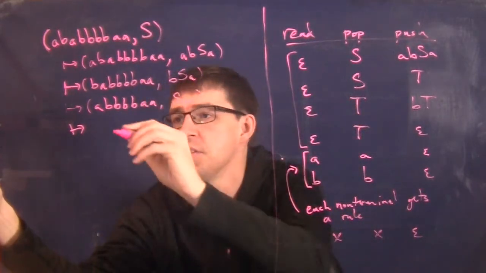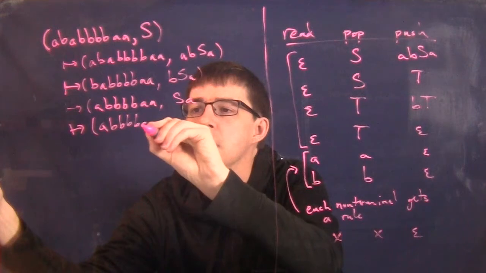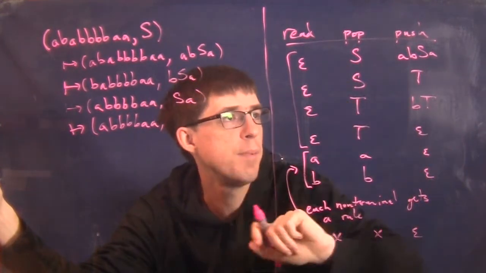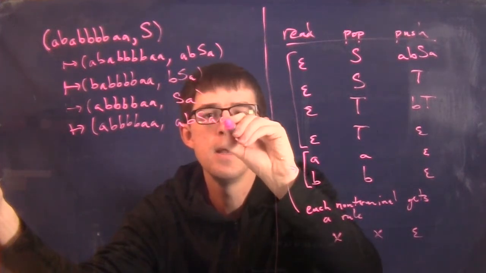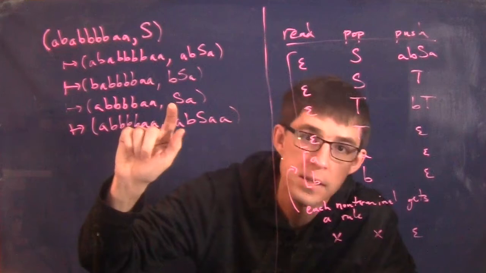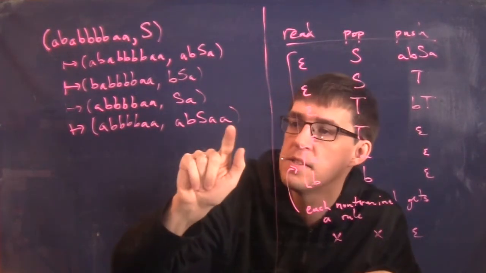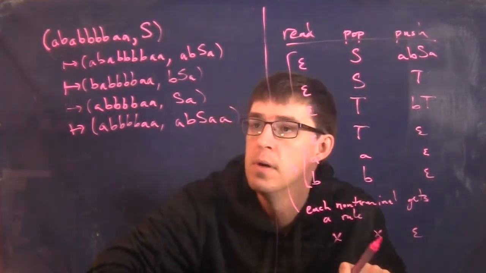It's an epsilon transition, so I'm not going to change the input string: A, B, B, B, B, A. And then this S gets popped and replaced by A, B, S, A. So it becomes A, B, S, A. This original S got popped away and was replaced by ABSA, and then I still have this A on the end because that's this A, which is still on the bottom of the stack.